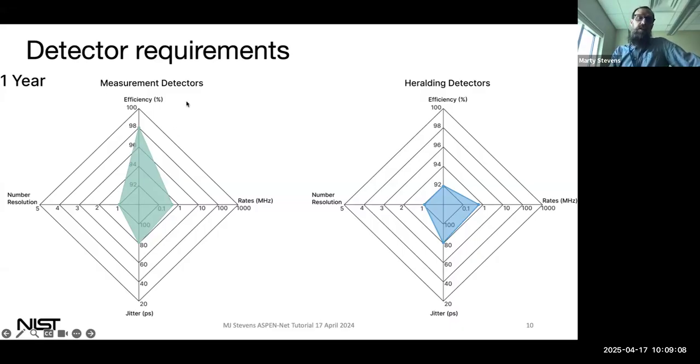So for the measurement detectors in that first year, we really need very high efficiency. In general, we need extremely high efficiency. We don't really need number resolution in either detector right away. Some fairly modest timing jitter and some fairly modest rate. And I'll show that we have state-of-the-art detectors that are quite close to this already. For the heralding detectors, we can get by with lower efficiencies to start, somewhat lower rates. So this is for the initial demonstrations. We believe we can do this either with existing detectors or just slight tweaks to detectors we already have.